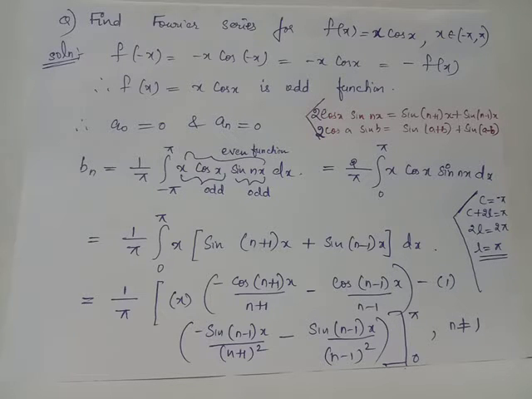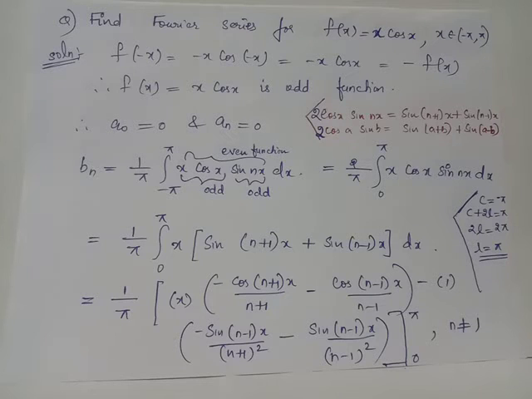We will just replace every x by minus x in order to evaluate f of minus x. We have f of minus x equals minus x multiplied by cos of minus x. Since cos of minus x equals cos x, we have f of minus x equals minus x cos x. That is, f of minus x equals negative of f of x, which ensures that the given function is an odd function. Hence, the Fourier coefficients a0 and an will be 0.